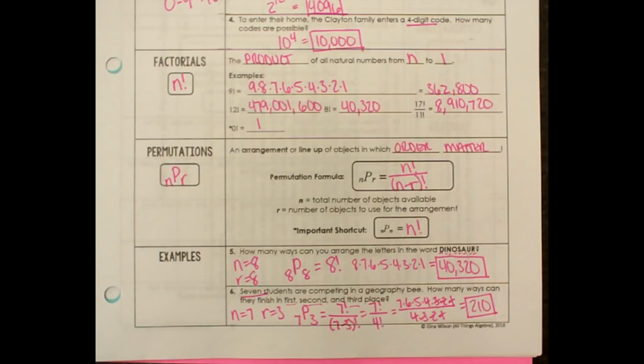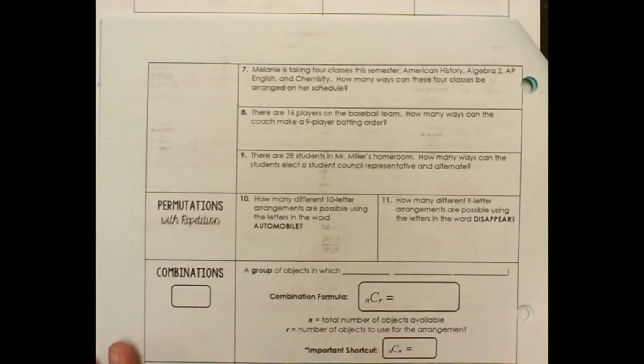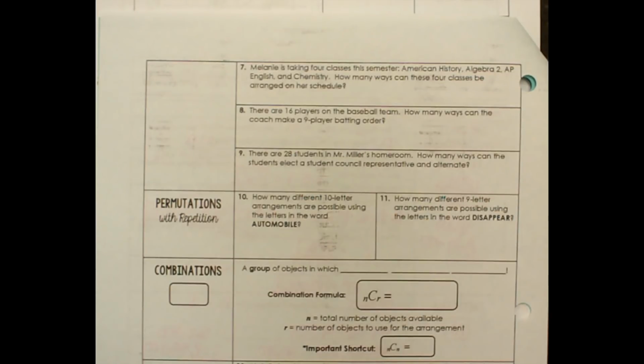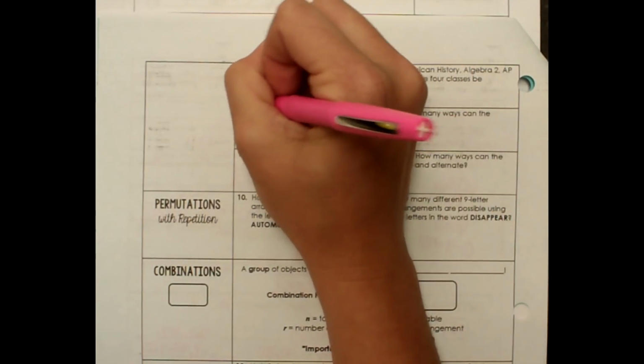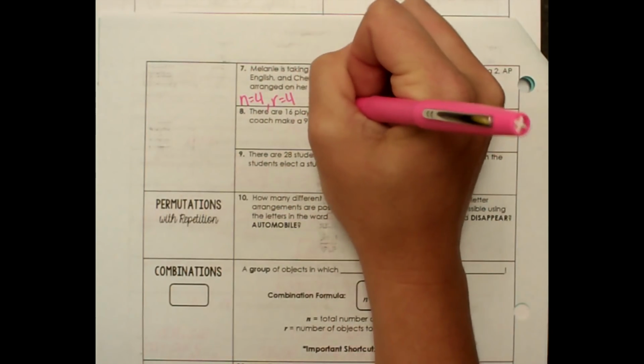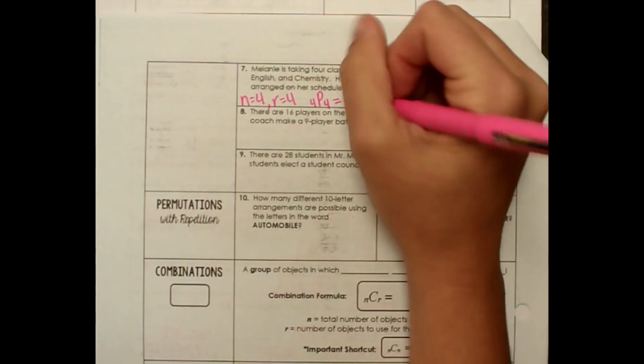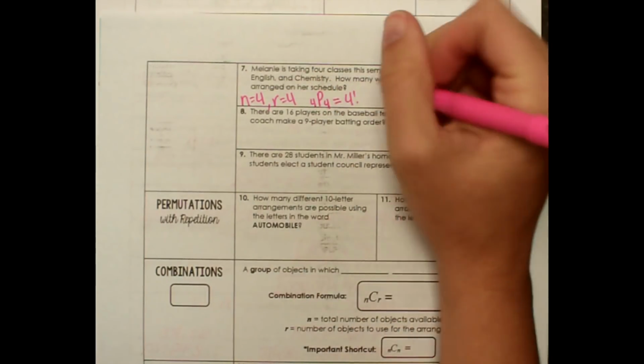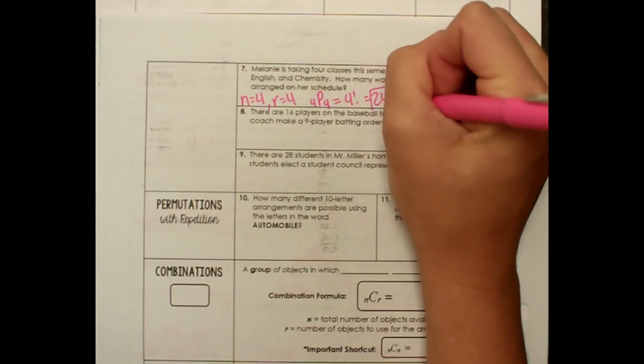So there's still a couple more examples on the back. So let's turn to 7, 8, and 9. Because this is all about experience. So if we look at number 7, it says Melanie is taking 4 classes this semester: American History, Algebra 2, AP English, and Chemistry. How many ways can these 4 classes be arranged in her schedule? Well, your number of objects is 4, and there's arranging them in 4, so it's 4, which means that all they're asking for is 4 factorial. You get that it is 24.